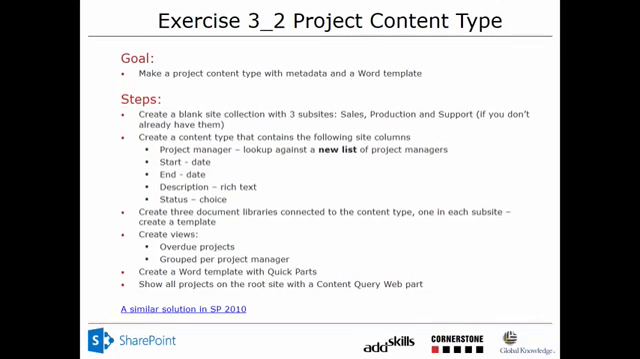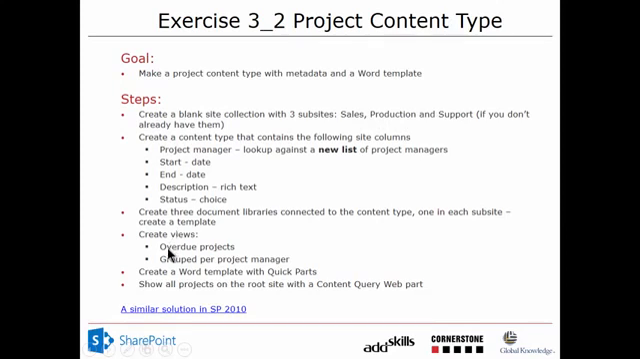And we're going to create a content type that contains the following site columns: a project manager, and that's going to be against a new list of project managers, start date, end date, description, status, and that's going to be a choice. And then we're going to create 3 document libraries, 1 in each subsite, so that the sales department have their own projects, the production have their own projects, and so on.